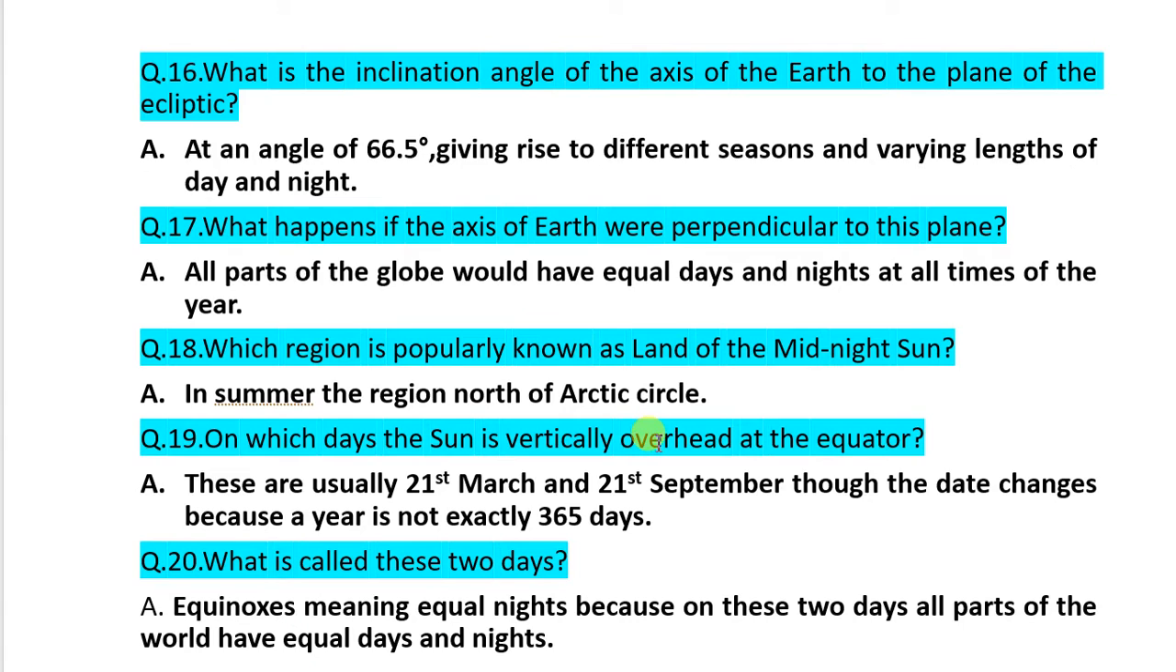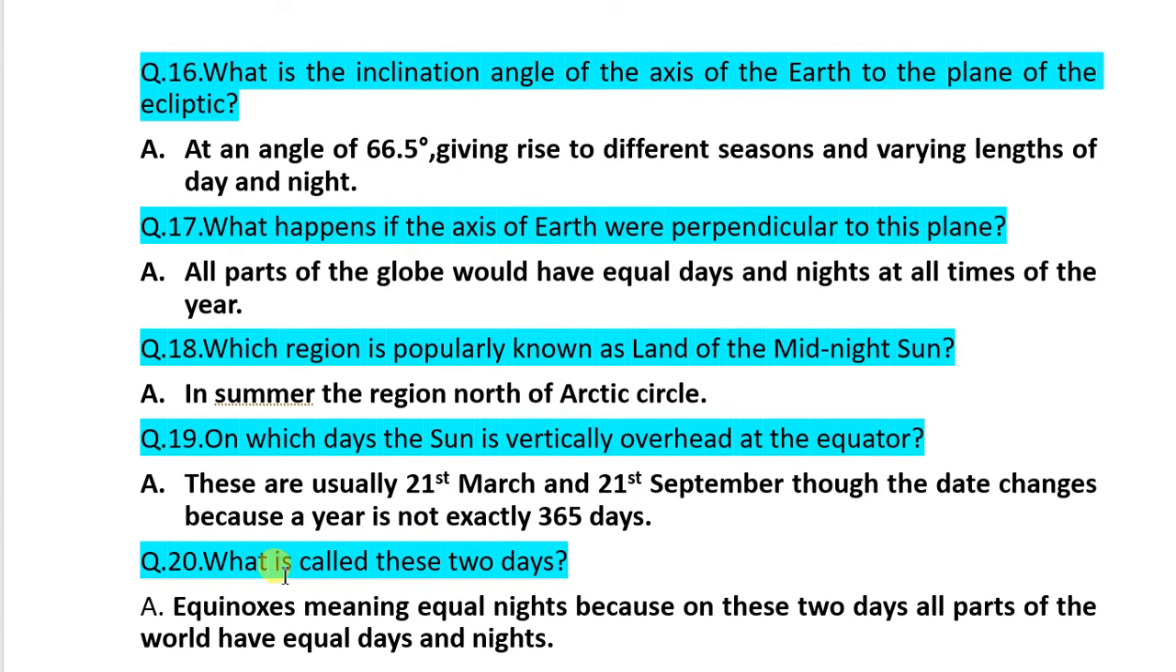As you know, every fourth year is a leap year. In 1 year there are 365.25 days, but after 4 years it becomes 366. So these dates, 21st March and 21st September, may change.